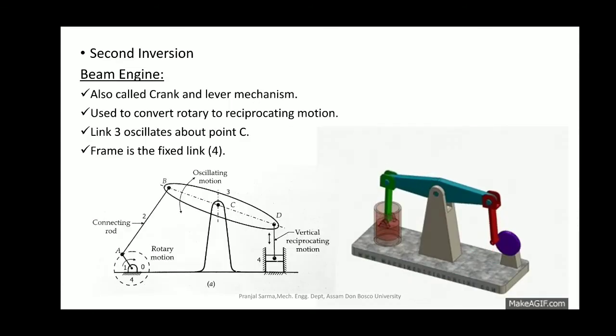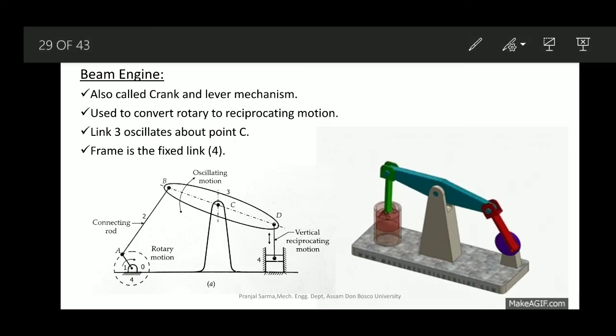Similarly, we have the second inversion, and one example of this second inversion is the beam engine. In this second inversion of the slider crank chain, the beam engine is a perfect example of its use. It is also called the crank and lever mechanism. It is used to convert rotary motion to reciprocating motion.